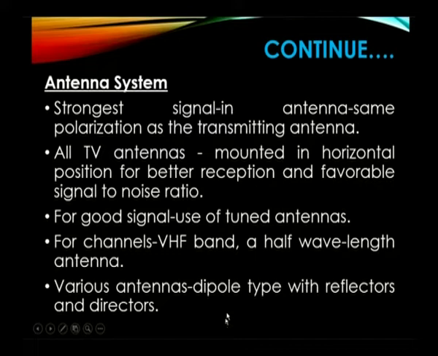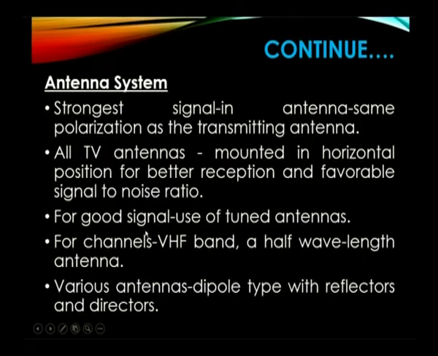This is the strongest signal, and the antenna is always mounted horizontally. For a favorable signal to noise ratio, the antenna should always be kept in a horizontal position, and whatever signal is transmitted has to be received in the same polarization at the receiver. For good signal use we need a tuned antenna, as a tuned antenna will get a better signal. And for channel selection in the VHF band, a half wavelength antenna would be necessary.